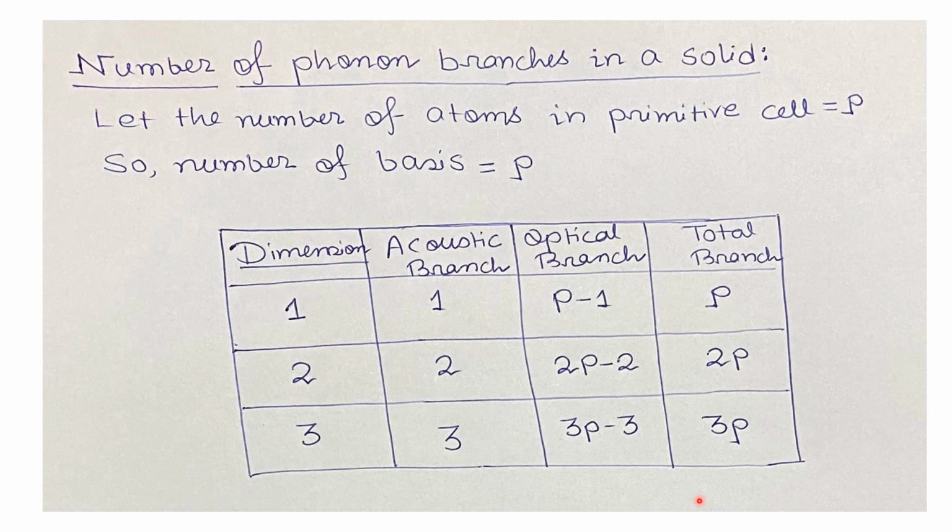So the number of acoustic branches depends on the dimensionality of the system. So it will be 3 here. So the number of optical branches, that will be the remaining phonon branches, will be 3P minus 3.